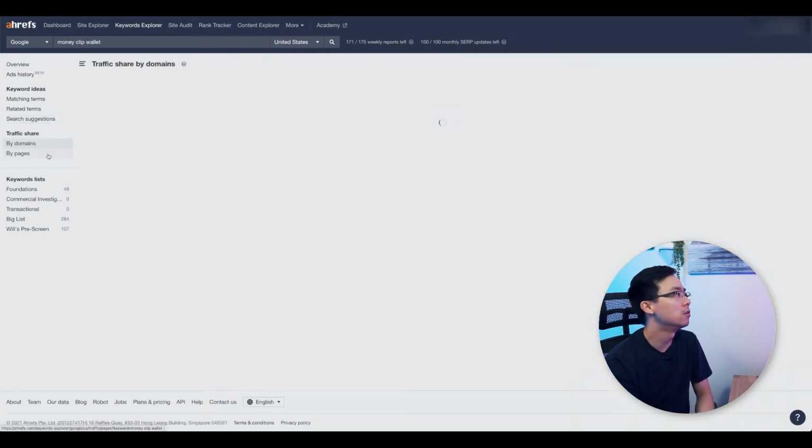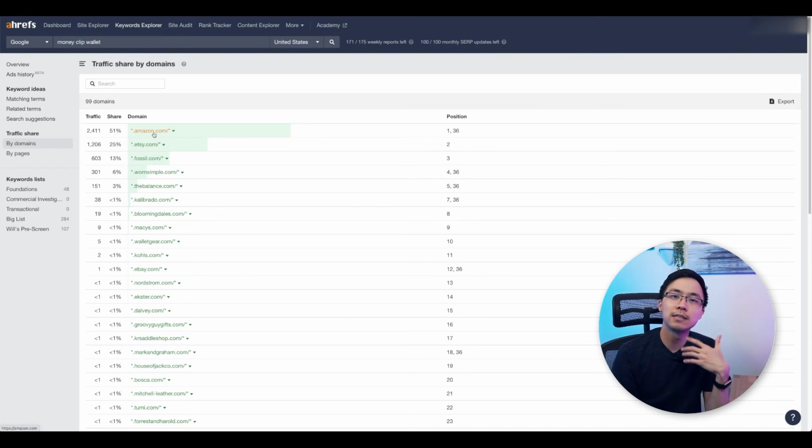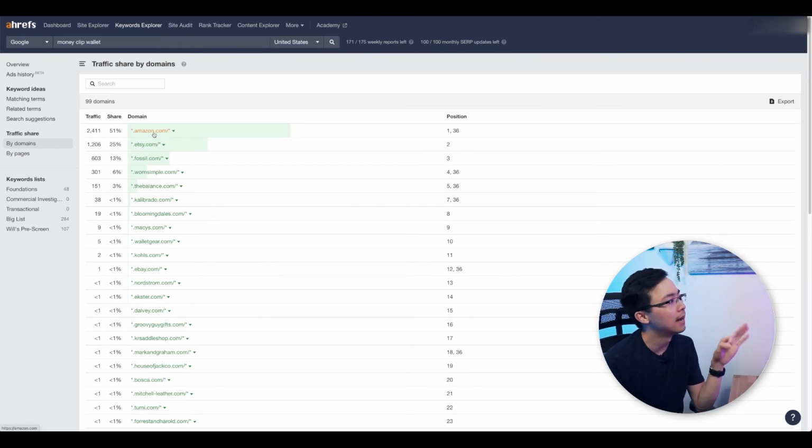So what I'll typically do from here, the last thing I'll do in the Keywords Explorer section, is I will look by the traffic share. Typically speaking, what this will tell me is the type of intent around the keyword phrase. So in this case, what I'll notice is that there are things like Amazon.com ranking really well, Fossil, Warren Simple was doing really well.